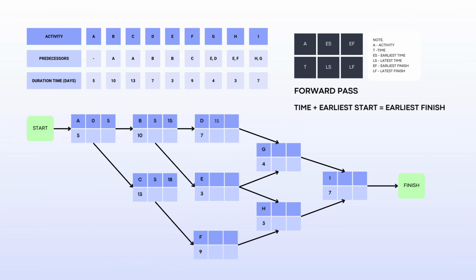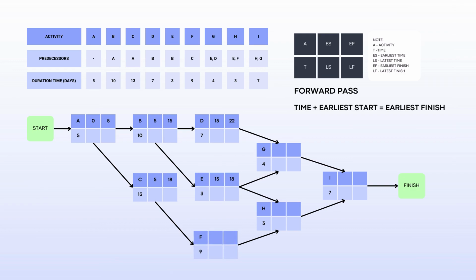Activity D will have 15 as the earliest start. Adding 7 plus 15 is 22, and this will be the earliest finish date for this activity. Letter E, depending on B, will also have 15 as the earliest start. So 3 plus 15 equals 18 as the earliest finish.